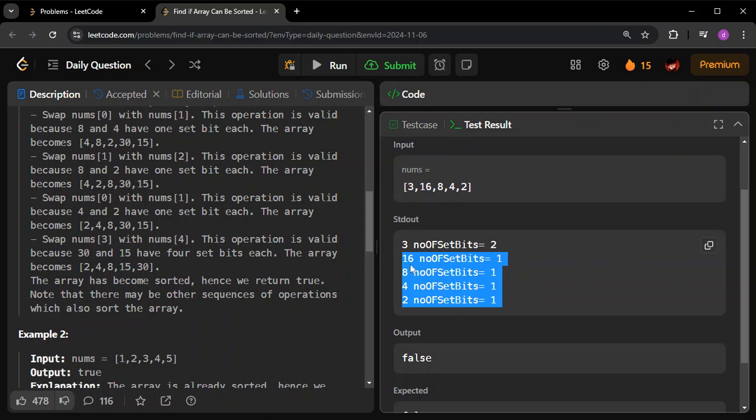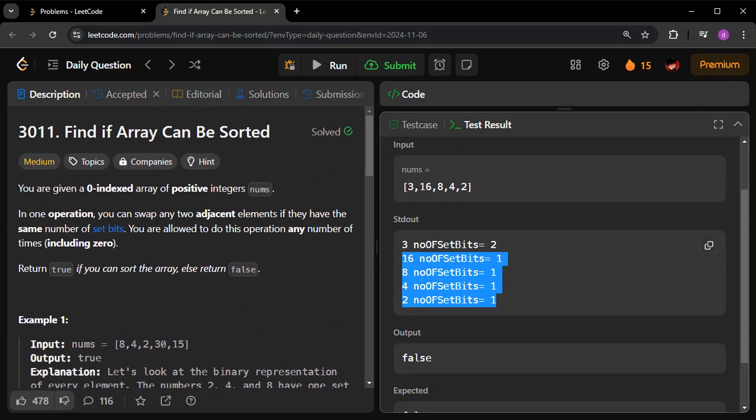See, 16 is greater than 3, I agree. 8 is greater than 3, I agree. 4 is greater than 3, that is also true. But is 2 greater than 3? No, that is not true. So what will happen? You will see 3 will always remain at the start. It cannot be swapped with any of the elements in this particular segment. Do you agree with me? So 3 will always remain the first element.